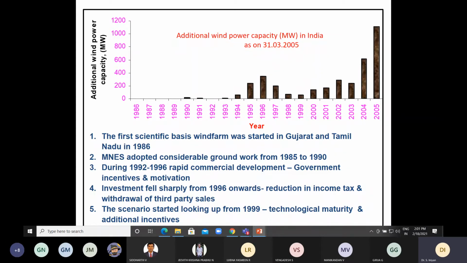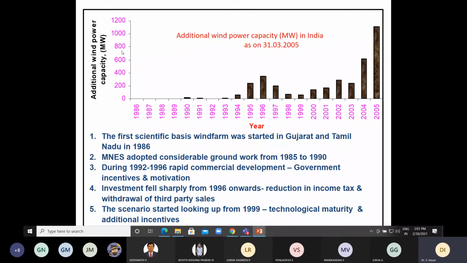And here the slide shows the additional wind power. The first scientific basis of wind farms was first started in Gujarat and Tamil Nadu in the year of 1986. So the first wind farm was started in Tamil Nadu and Gujarat in the year 1986. And during this period, 1992 to 1996, as seen from the graph, the x-axis shows the number of years, and the y-axis shows wind power capacities.